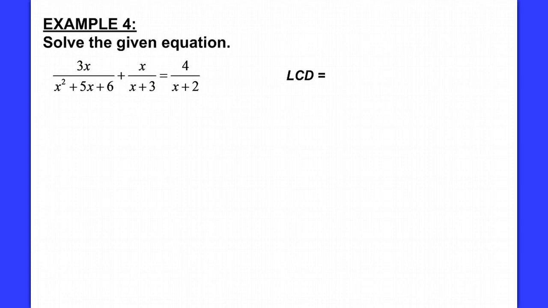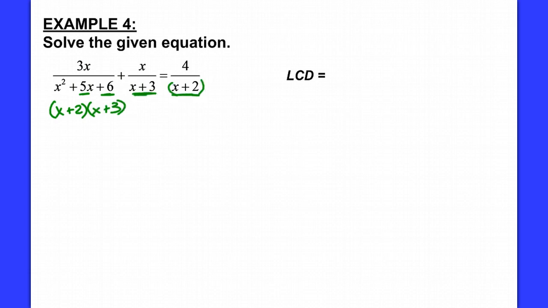All right, last example here for the day. We've got a nice trinomial here on the bottom of our first fraction. So let's take that apart and factor it down. The factors of 6 that will add to be 5 would be, make this x plus 2 and x plus 3. Well, that's nice because it goes along with these as well.